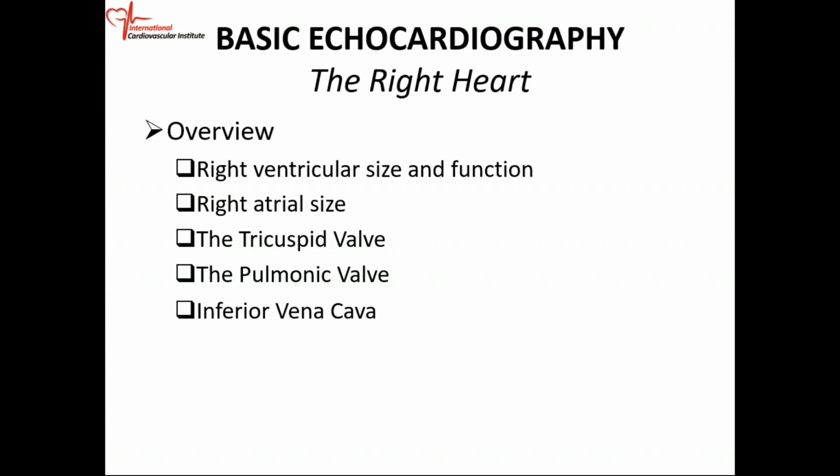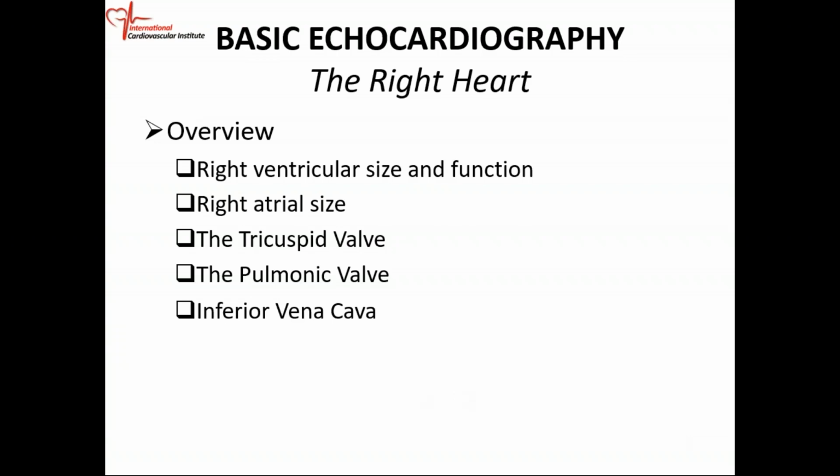We're going to look at the tricuspid valve. So we're going to look at the lesions that the tricuspid valve is subjected to, tricuspid regurgitation, tricuspid stenosis, and the same thing with the pulmonic valve, pulmonic stenosis, pulmonic regurgitation, and then the inferior vena cava. So it's a comprehensive review of the right side of the heart.